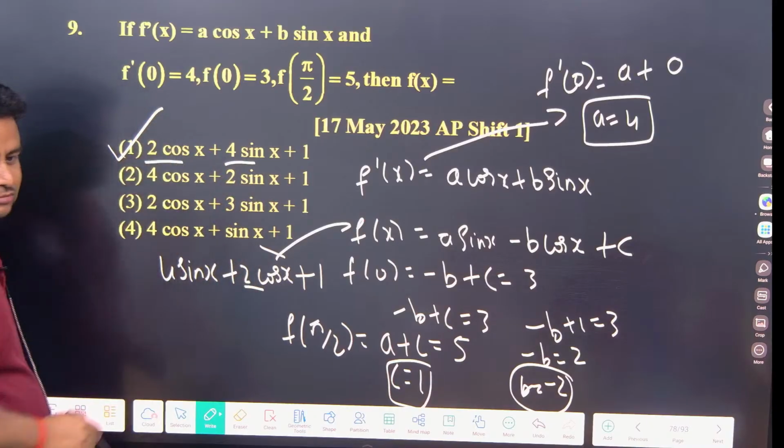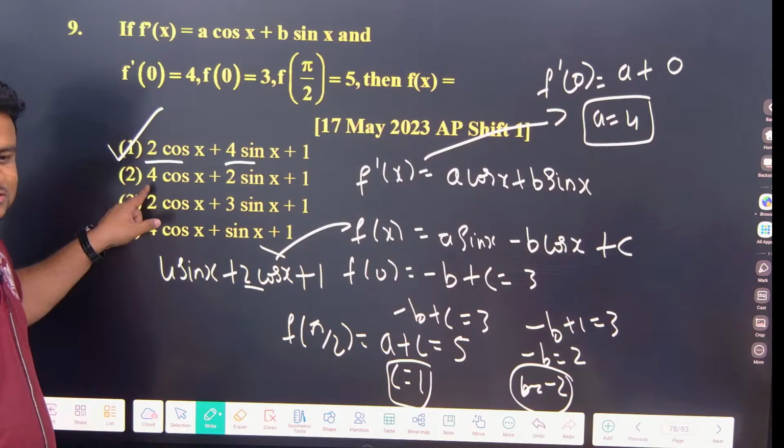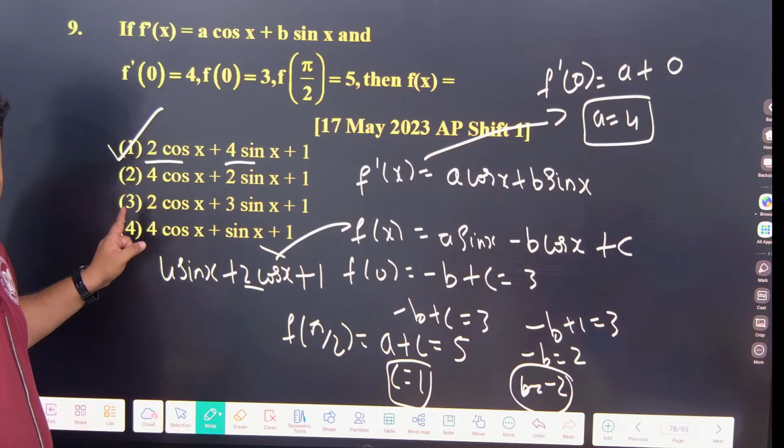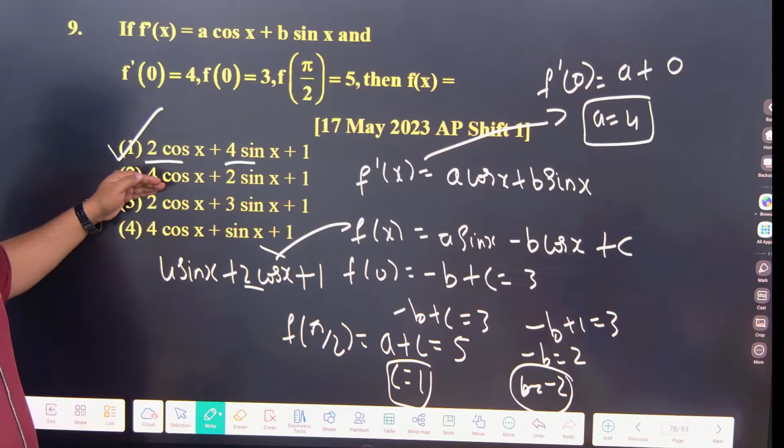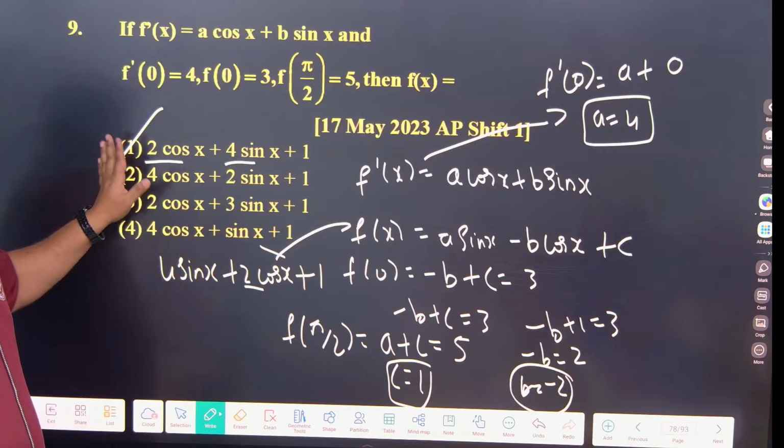That is the first option. After solving all this, in the end, don't make the mistake with the options. After solving all this, look at the options correctly. Okay, clear, got it? Understood?